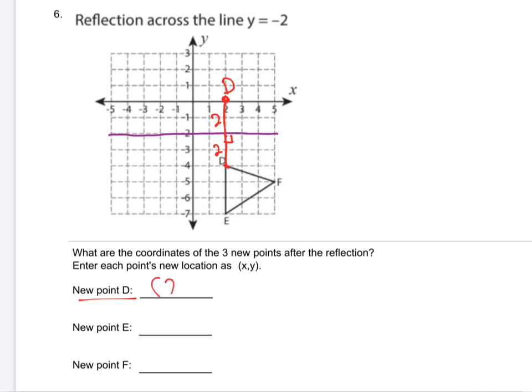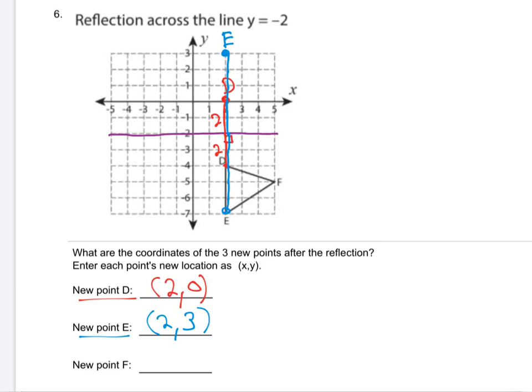What's the coordinates there? That's over 2, up 0, isn't it? Okay, next one, let's do E. Take E now. How far is it to the line? 1, 2, 3, 4, 5 to the line, so 1, 2, 3, 4, 5 to the other side. So there's E. Oh, and what's the coordinates of E? Looks like E is what? Over 2, up 3 on the coordinate system.